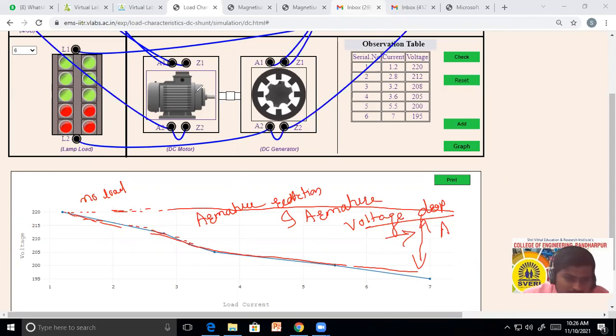Okay, getting लक्षात आलं का? Load current versus voltage graph, that is the external characteristics or it is called the total characteristics, or we can call it the load characteristics of a DC shunt generator. Getting लक्षात आलं का how it will be performed?